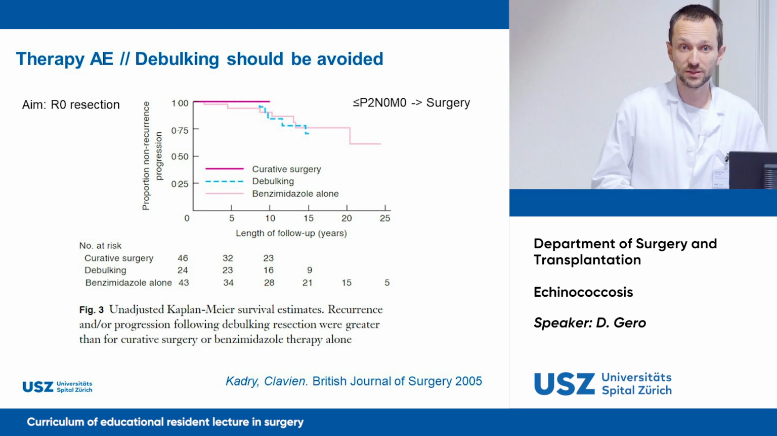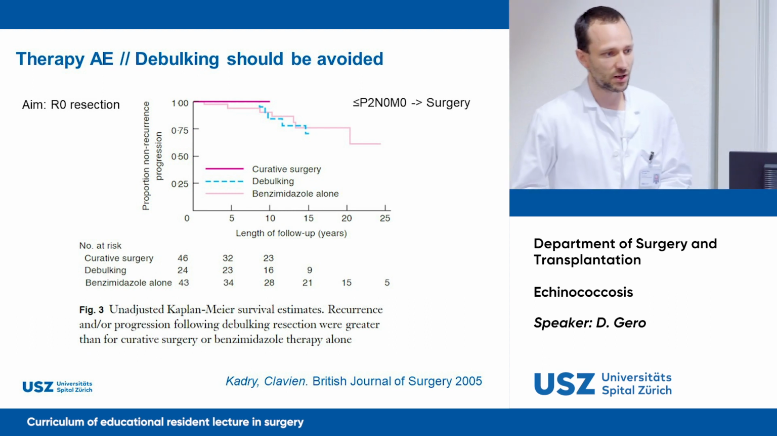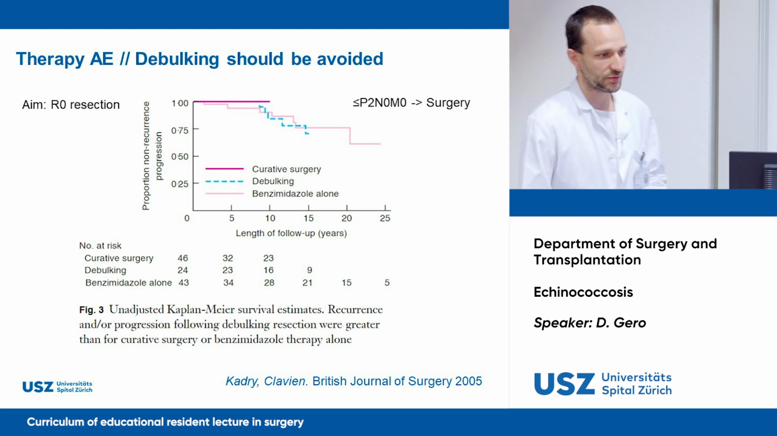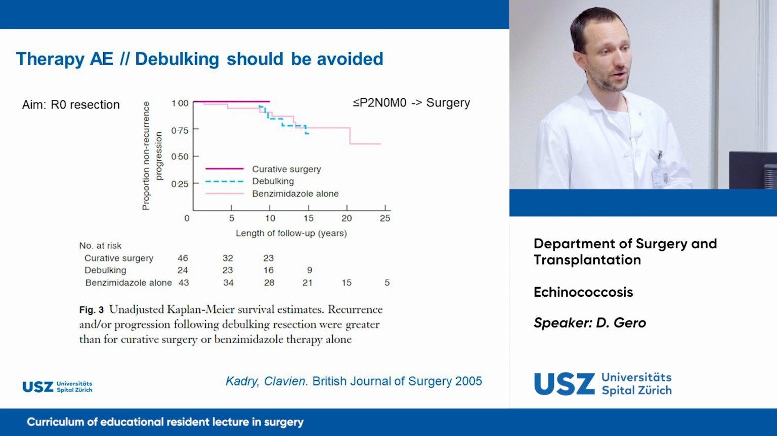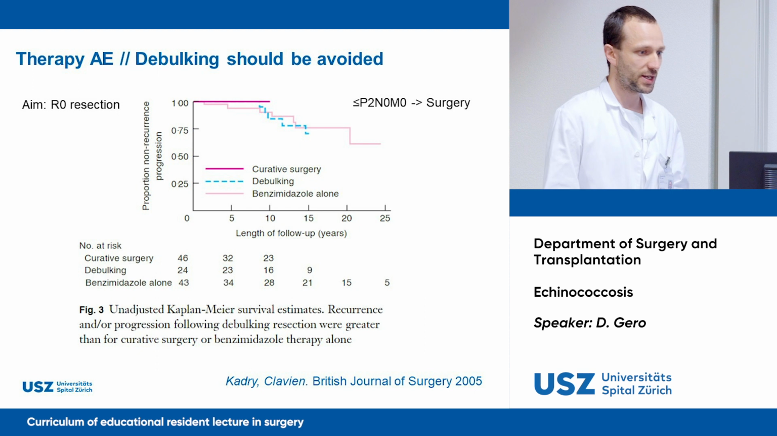Now I would like to talk about the treatment of alveolar echinococcosis. Here the aim is an R0 resection. In a publication by our department in BJS 2005, it has been shown on this Kaplan-Meier curve that a very long period of disease-free survival can be achieved with curative surgery.